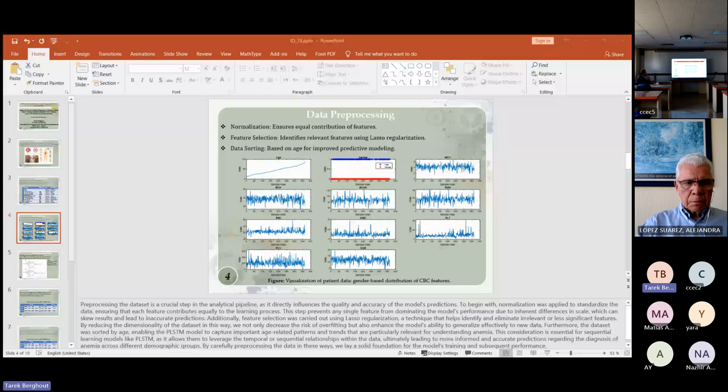So our conclusion from this study emphasizes the projected long short-term memory's superior performance in generalization, predictive accuracy, and computational efficiency compared to traditional methods. By leveraging the projected version of the long short-term memory, the diagnostic process for anemia can be significantly enhanced, offering more accurate predictions and ultimately improving patient outcomes.